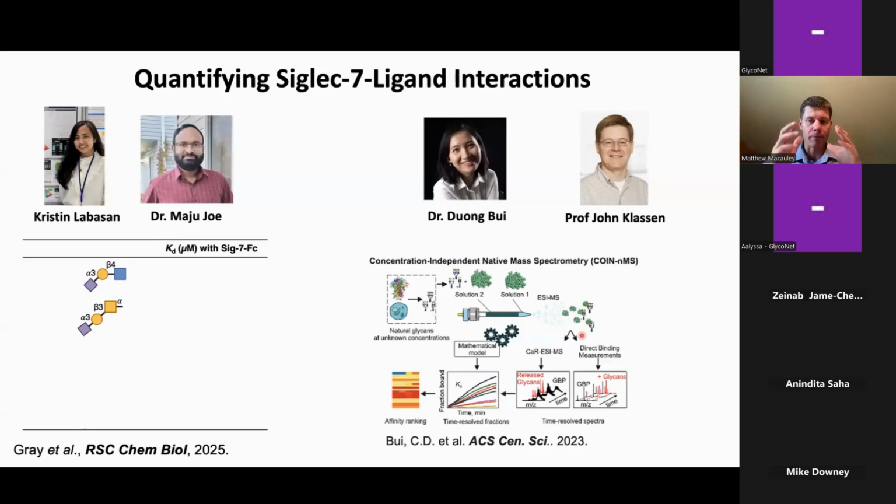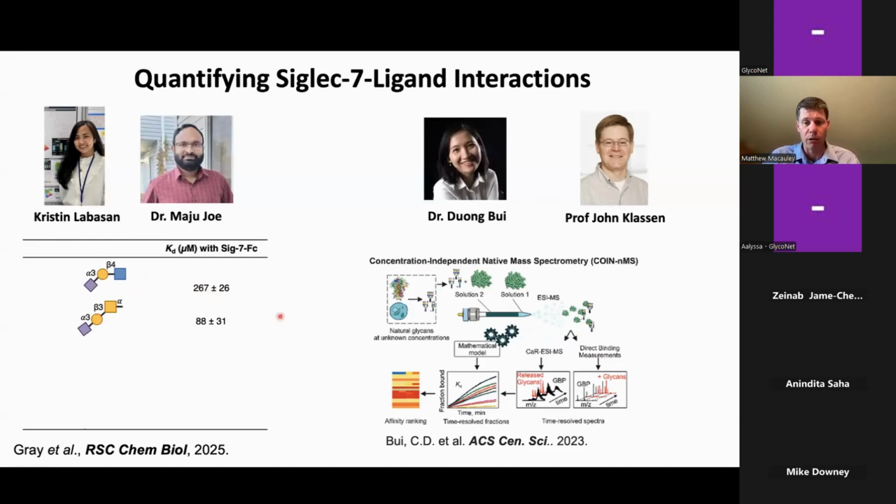They use this very, I'll say, sophisticated native mass spec, concentration independent native mass spec approach. It's a mouthful to say, and I'm not going to try to explain how it works, but they can deduce dissociation constants without even knowing the concentration of a small molecule. And they've validated this with many targets. So using this approach, we measured these two ligands for Siglec-7. And so here are the findings.